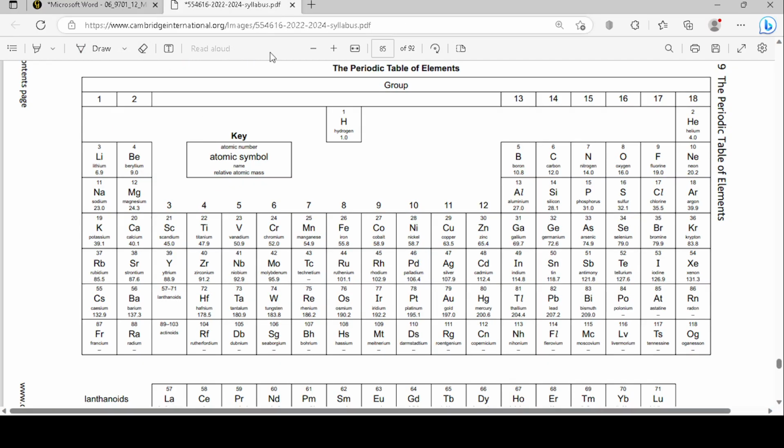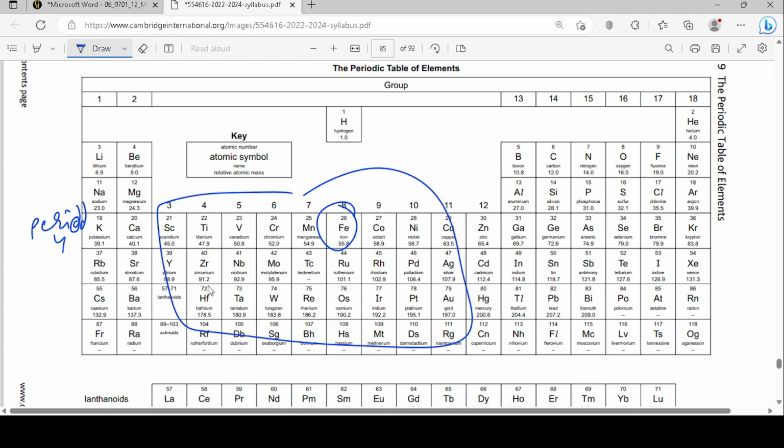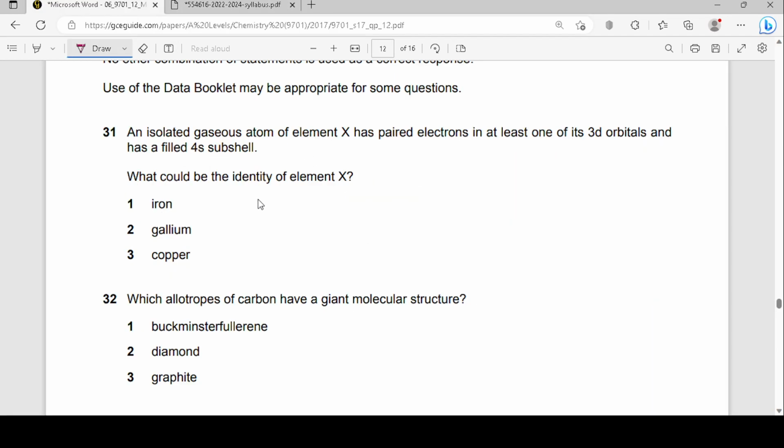So iron, let me see where iron is. Iron is here, so this is 1, 2, 3, 4. This is period 4, and obviously this is the D block, right? So what does the electronic configuration of iron end with? It ends with 1, 2, 3, 4, 5, 6, so 3d6. Iron has 26 electrons, so 26 e minus.